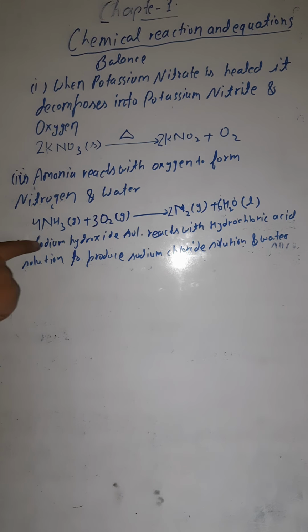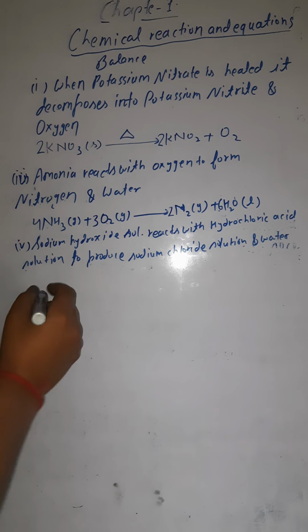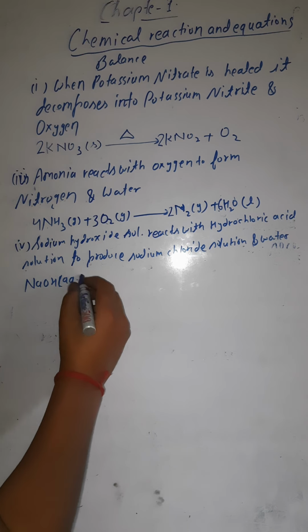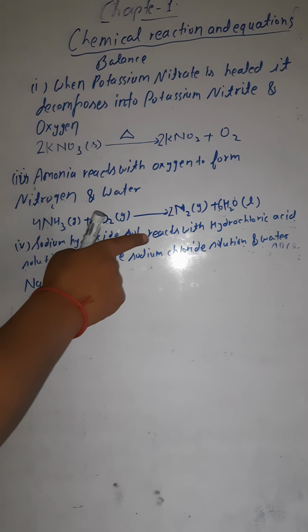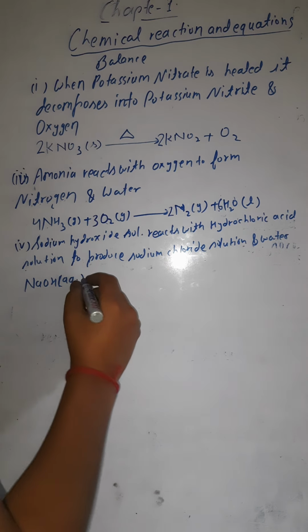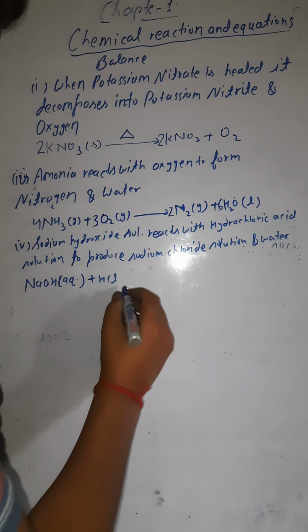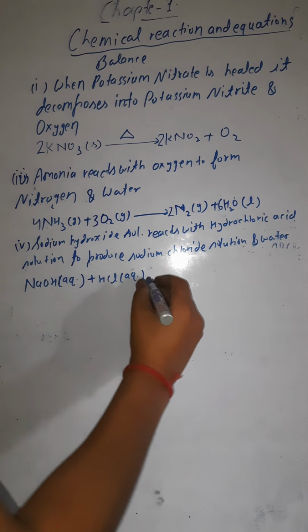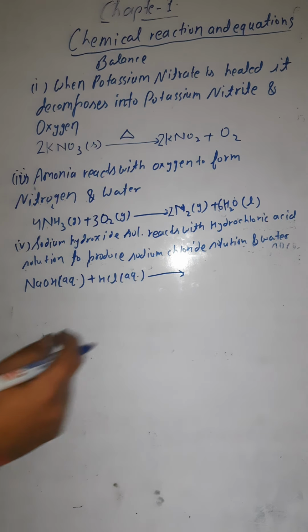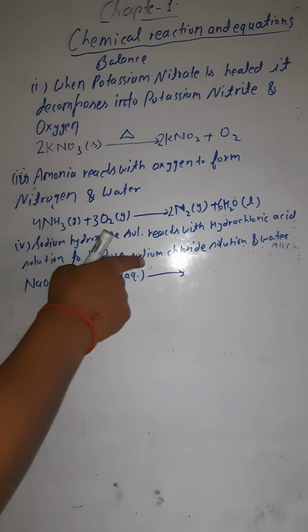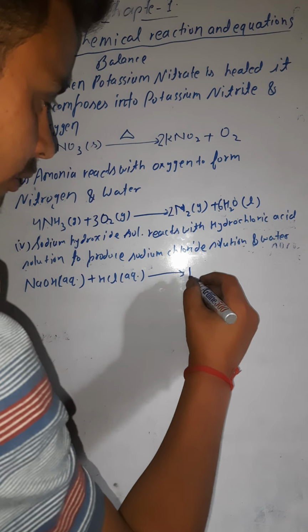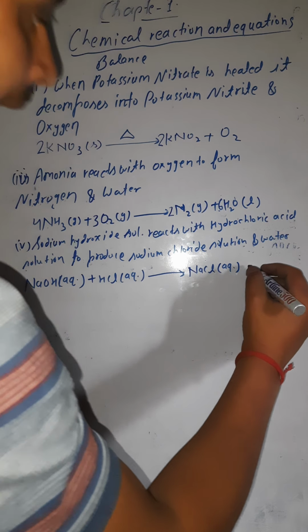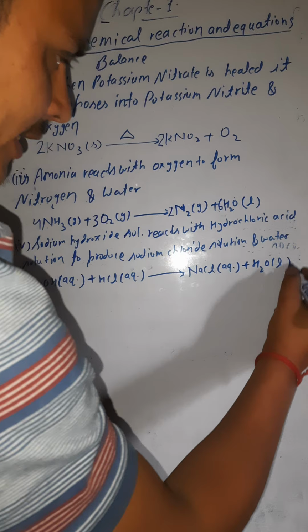Now if you could see, sodium hydroxide solution. Sodium hydroxide is NaOH solution, meaning its state is aqueous. Reacts with hydrochloric acid, that is HCl solution, meaning aqueous state. To produce, what does it produce? It produces sodium chloride solution again. Sodium chloride, NaCl solution, meaning aqueous state, and water, that is H2O, state is liquid.